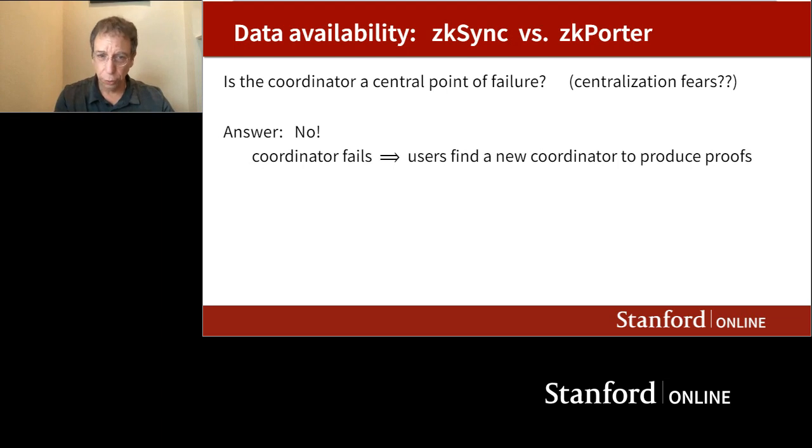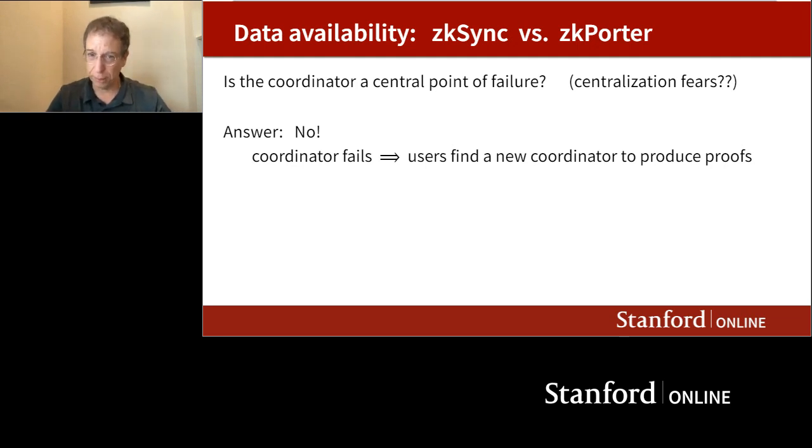Yeah, so you should be asking yourself, well, what did we just do here? This coordinator sounds like it's a central entity. It's a single point of failure. And so it naively might introduce some centralization fears. But the answer is that no, the rollup server, the coordinator, is actually not a single point of failure. In fact, if the coordinator fails, let's say it just dies and stops working, it's not the end of the world. The idea would be that the users will simply find a different coordinator that's able to produce proofs and push them onto the network.